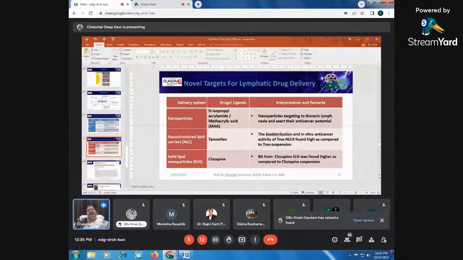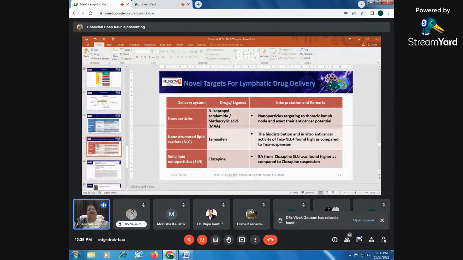So conventionally, what did we used to prepare? We used to prepare plain injections, suspensions, emulsions, and tablets. Then solid lipid nanoparticles are prepared for clozapine. In this, it was found that bioavailability was enhanced as compared to clozapine suspension. So these are just some of the examples I have quoted. These I have also taken from various scientists who have already done their work.